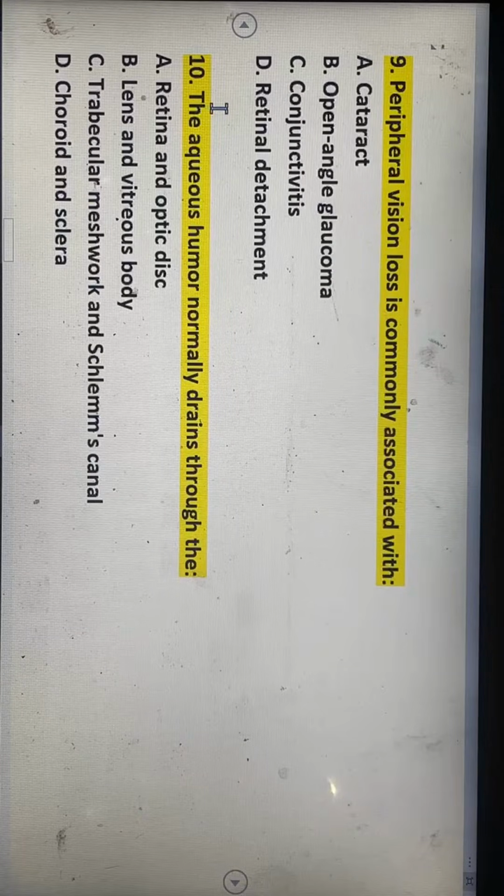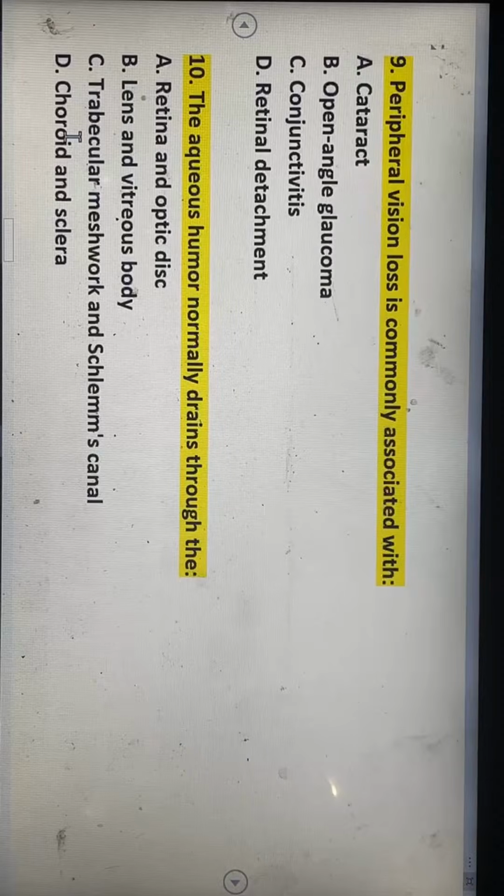Now, number 10. The aqueous humor normally drains through the what? A, retina and optic disc; B, lens and vitreous body; C, trabecular meshwork and Schlemm's canal; and D, choroid and sclera. Very simple. The aqueous humor normally drains through which one: A, B, C, or D?